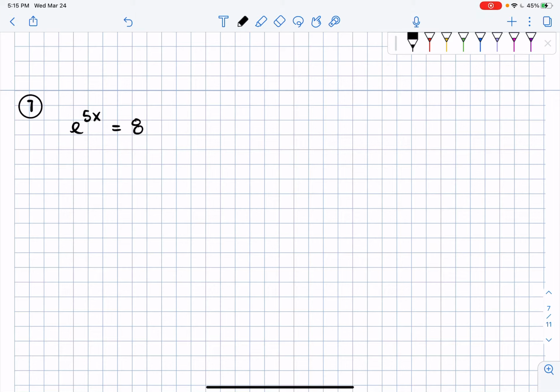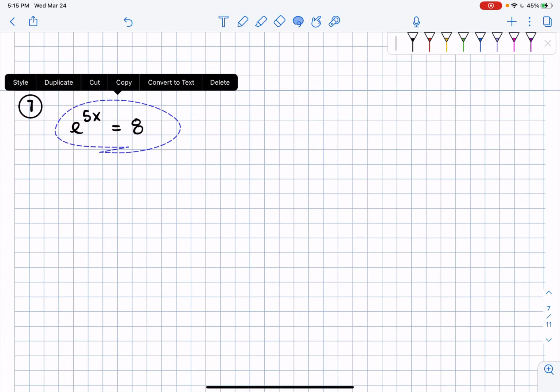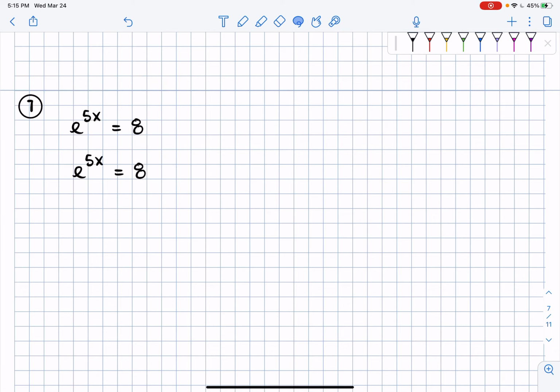Ooh, is it e? How do I get rid of e? What's the opposite operation of e? That would be the ln. So let me go ahead and duplicate this actually. Let me just bring it down. And not just bring it down, but I need some extra spaces here.